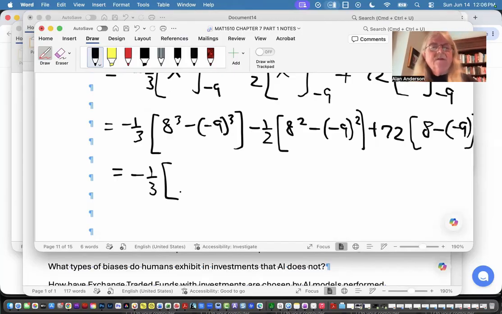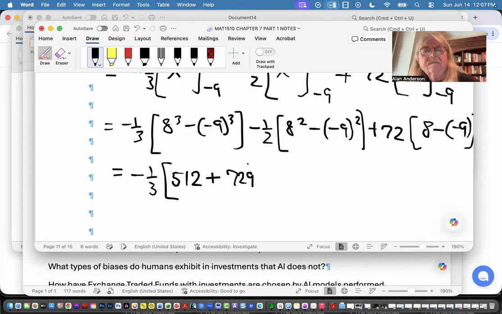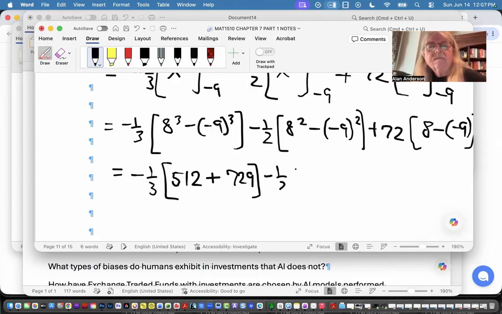So 8 cubed is 512. Now here I'm subtracting out -9 cubed, which is negative, and I'm subtracting. So whatever this number is, it's positive. 9 to the third, which is 729. Now, of course, negative 9 squared is 81, so I'm subtracting 81.